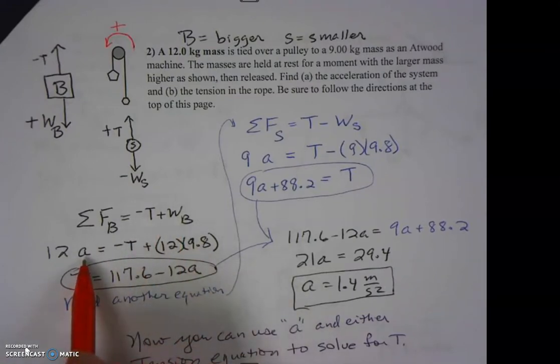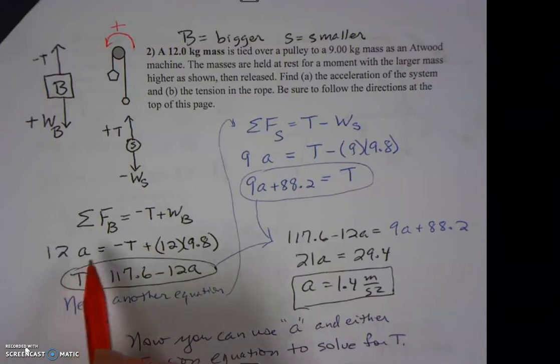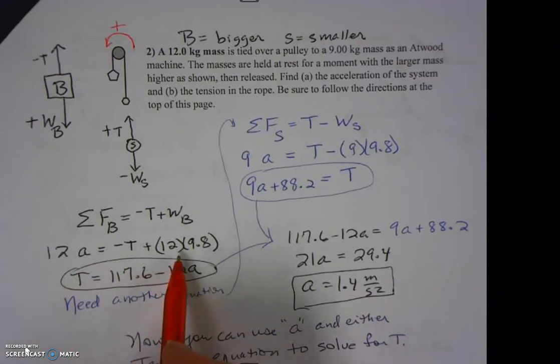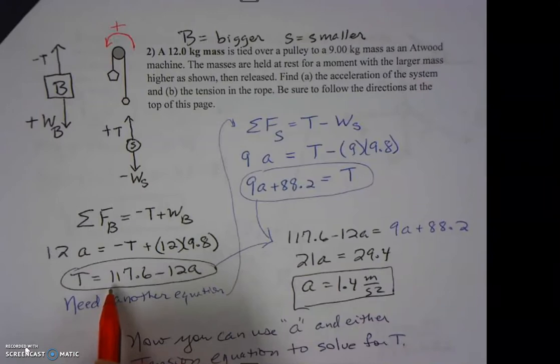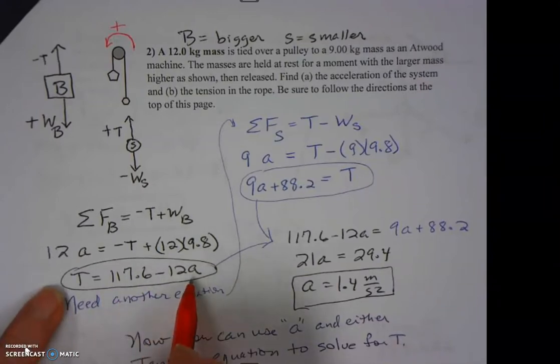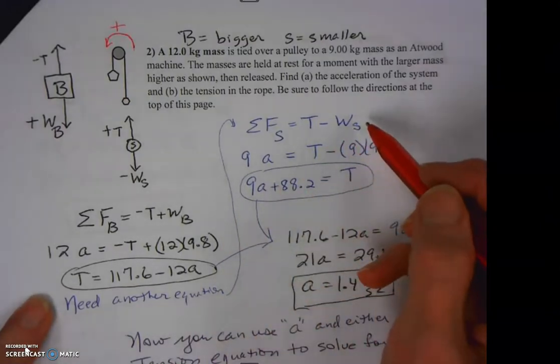Substitute in mass times acceleration, even though I don't know acceleration, and now I have negative tension plus mg. And at this point, I have an equation with two unknowns. Tension is unknown, and so is acceleration. I need another equation. So now I write a second net force equation.